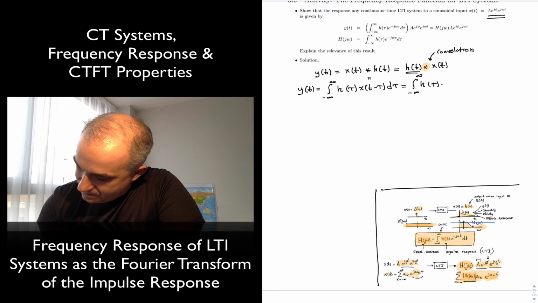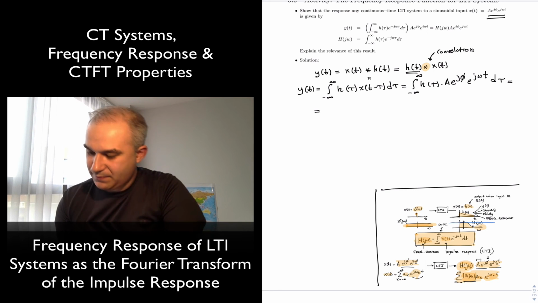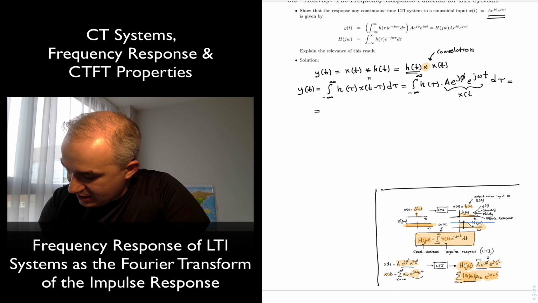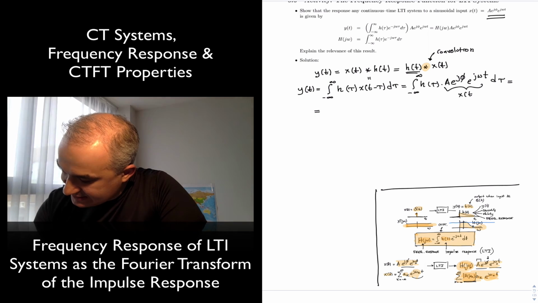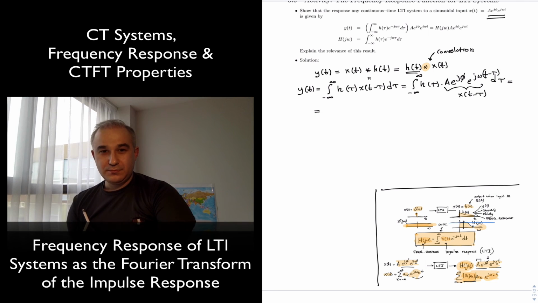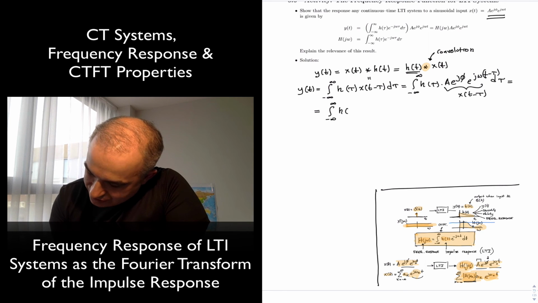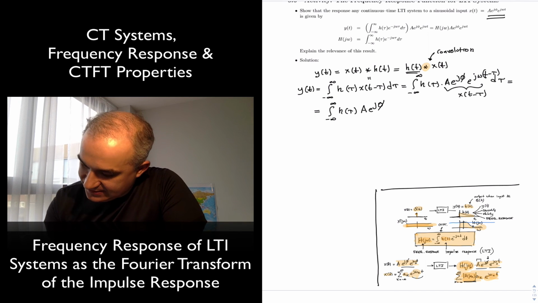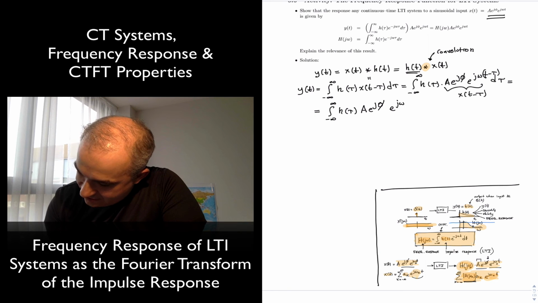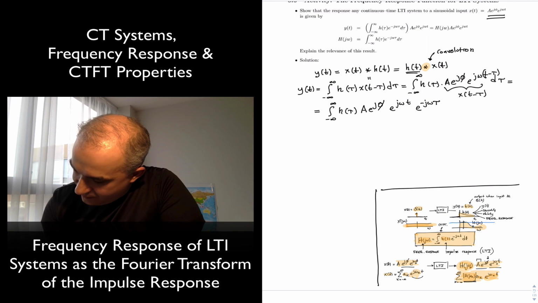h of tau, a e to the j theta, e to the j omega. So all we have done, this is equal to our input. I have to do t minus tau, right? So t minus tau. We have h of tau, the impulse response, a e to the j theta, the phasor that contains the amplitude and the phase. We're going to partition this: e to the j omega t, e to the minus j omega tau, d tau.